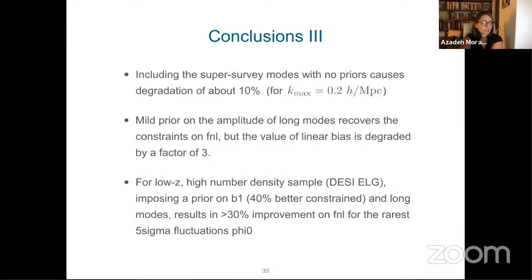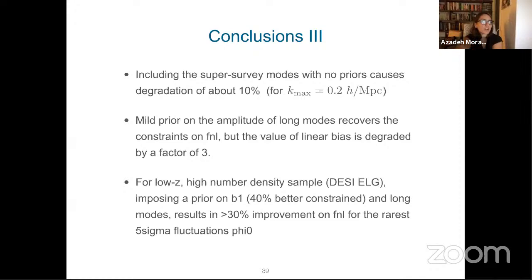So with this, let me just put out the conclusion from this part: including the supersample mode with no prior causes a degradation that is not significant. Now, it depends what you call significant, but it's about 10% degradation if you push your analysis to kmax of 0.2. Even a mild prior on the amplitude of the long modes allows you to recover the constraints on FNL.